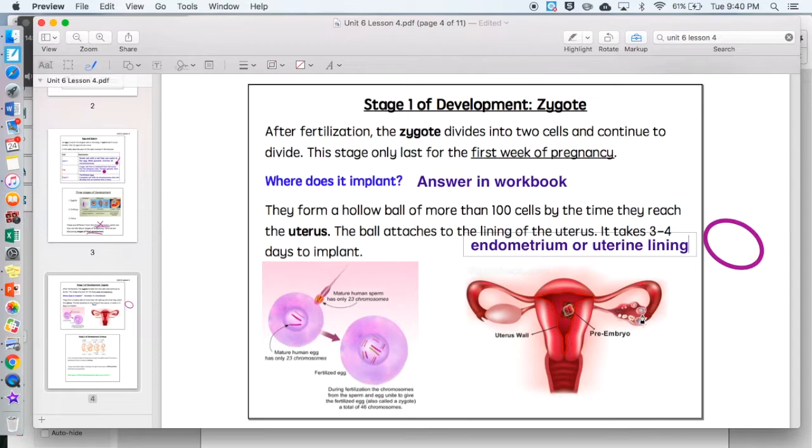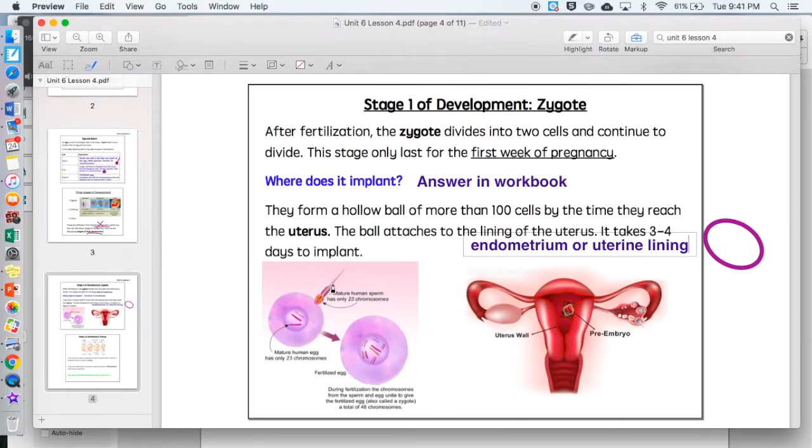So remember, that egg gets released through ovulation out of the ovary on either side into the fallopian tube. If the sperm swims up and meets the egg in the fallopian tube, it will fertilize. It will then travel, mostly with the fallopian tube pushing it, and implant into the lining of the uterus. So that takes about 3 or 4 days.